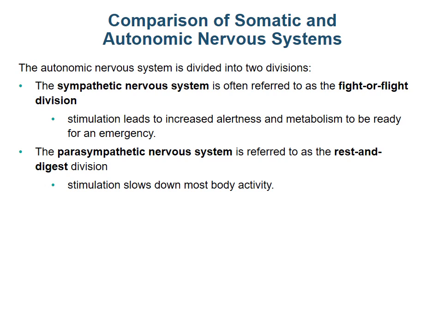The sympathetic nervous system we've already talked about is referred to as the fight or flight system. The stimulation of the sympathetic nervous system is going to lead to increased alertness and an increase in metabolism to allow you to be prepared to either fight or flee. The parasympathetic nervous system, on the other hand, is your rest and digest division, and its stimulation will slow down most of the activity in your body and allow for low energy expenditure in times of peace and relaxation.